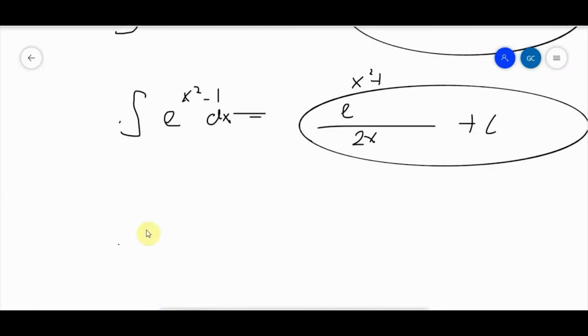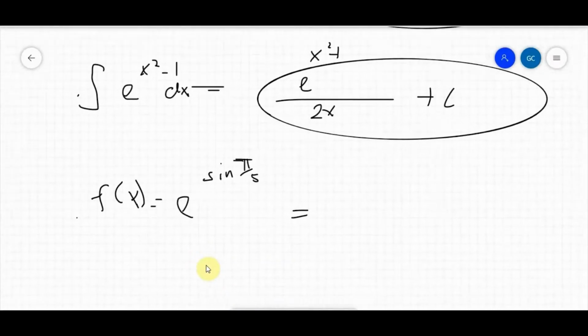This is pretty tricky. What if I have f of x is equal to e raised to sine pi over 5? How are we going to integrate this one? Now, in this problem, you need to be extra careful.